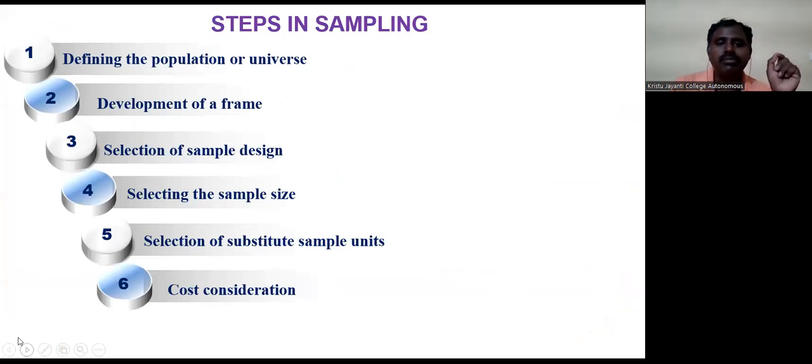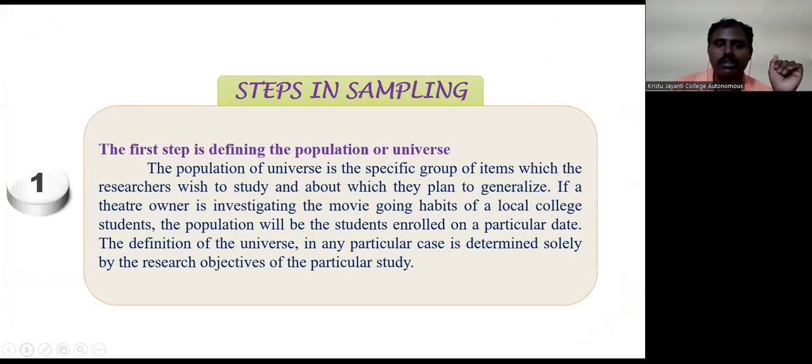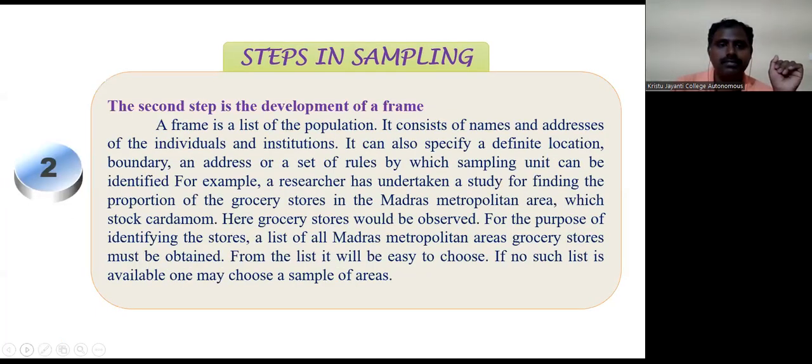There are different steps involved in sampling. First, you have to define the population, then develop the frame, then select the sample design, then select the sample size, then select the substitute sample units, and then think about the cost involved for your research.